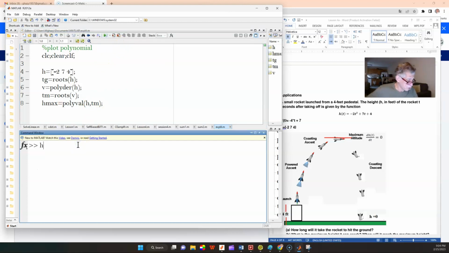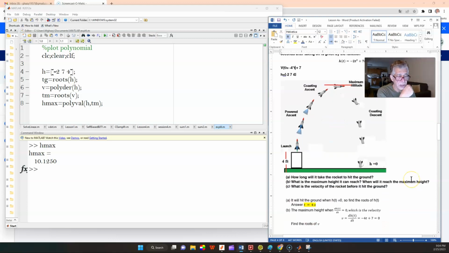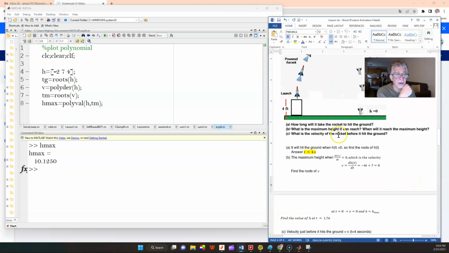And then I write hmax. It's 10.125 feet. Far from the ground, by the way, because this h equation is measured from the ground. If you want to calculate the maximum height from the base here, you subtract 4. That's no problem. Anyway, not to take a long time, we are done with B. When it will reach the maximum height, we did it. We found the maximum height.